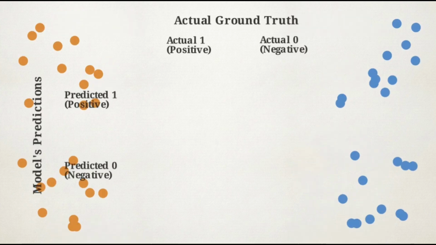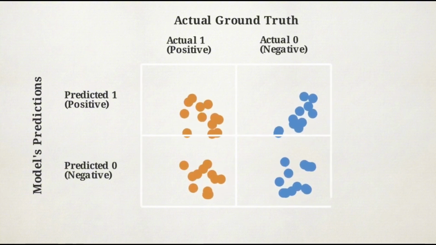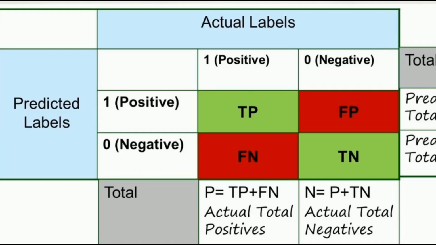Because we are plotting the actual ground truth against the model's predictions, these four clusters naturally lock together into a structural grid. This diagram is called a confusion matrix. It lays out the true positives and true negatives on the diagonal, with the false positives and false negatives filling out the remaining cells. It serves as a strict visual ledger that accounts for every single prediction the model made.